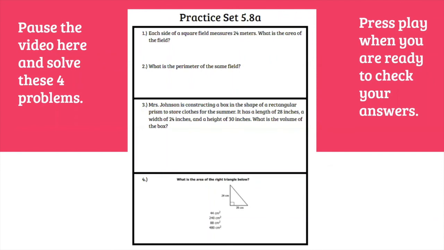Problem number 3 says, Mrs. Johnson is constructing a box in the shape of a rectangular prism to store clothes for the summer. It has a length of 28 inches, a width of 24 inches, and a height of 30 inches. What is the volume of the box? And finally, problem 4 says, what is the area of the right triangle below? Notice on the triangle that the base is 20 centimeters and the height is 24 centimeters. And you have 4 different answer choices to choose from there.